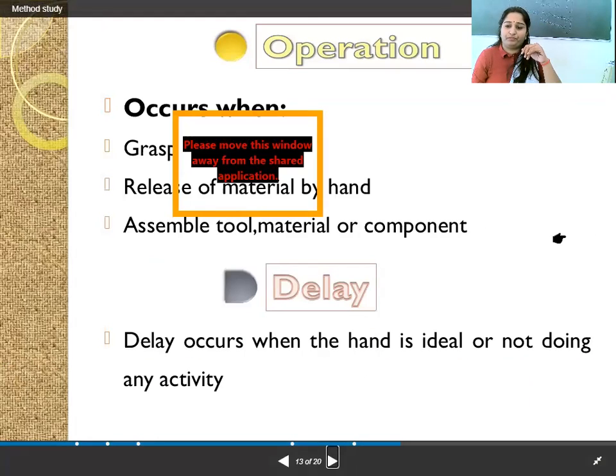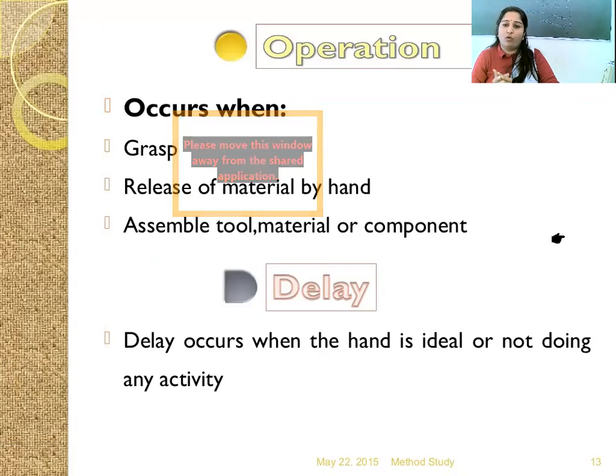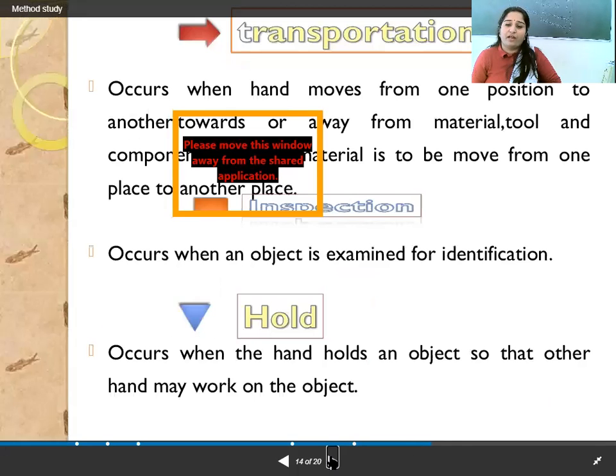Now, if we consider the symbols one by one, O belongs to operation, which occurs when the hand grasps, assembles, or works on the material, tool, or components. D is for delay. Delay occurs when the hand is idle or not doing any activity, meaning people are passing time during work. That is for the delay.